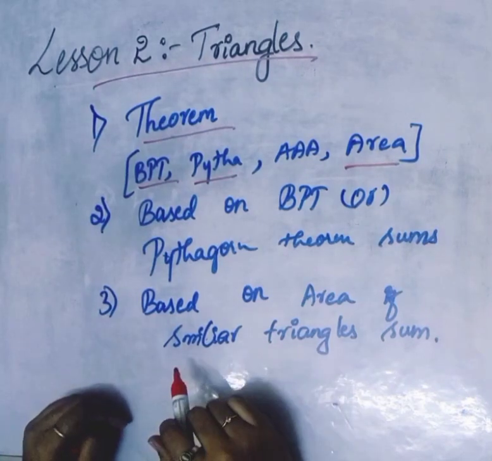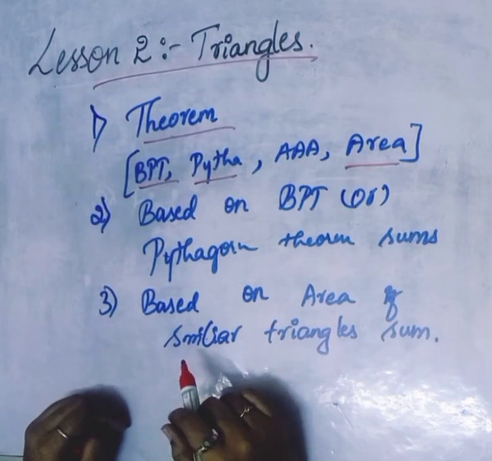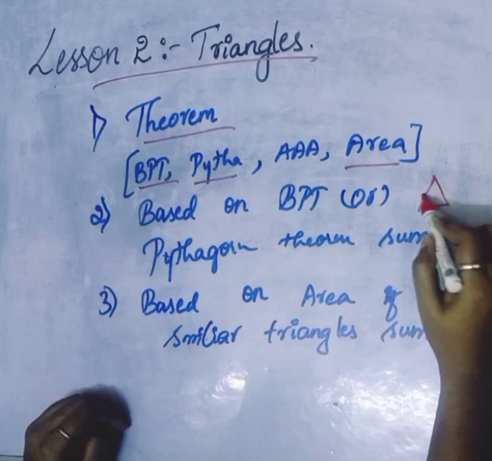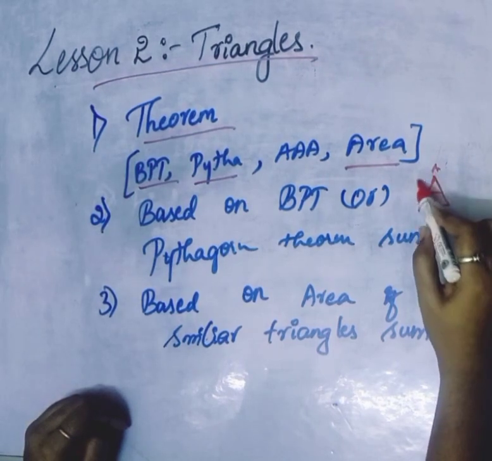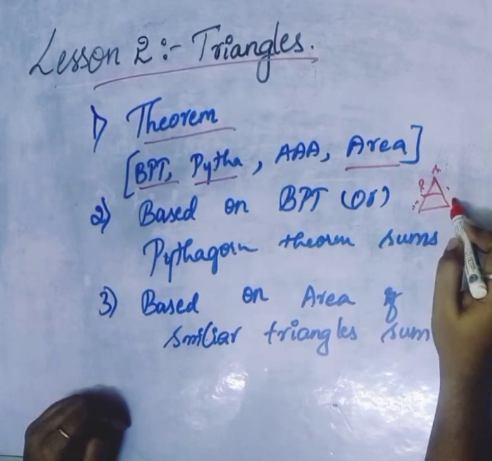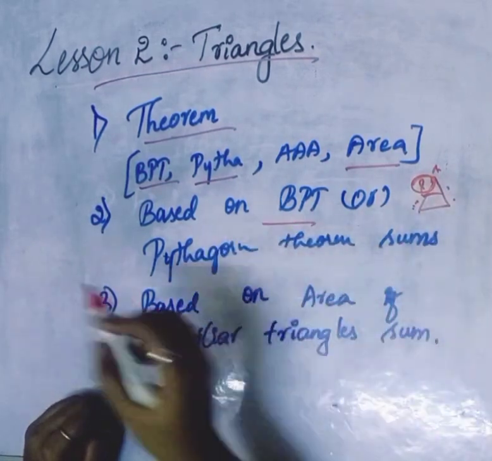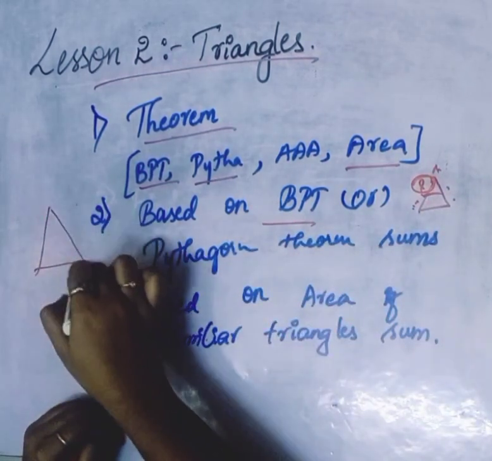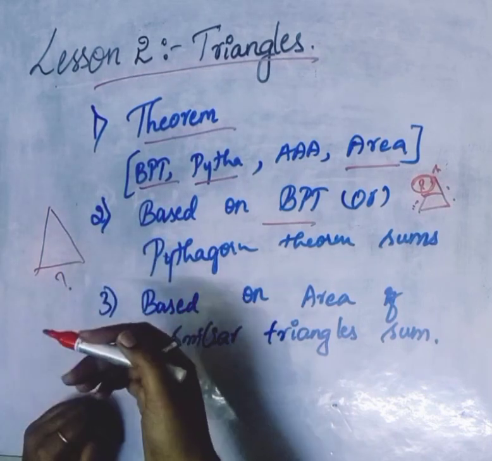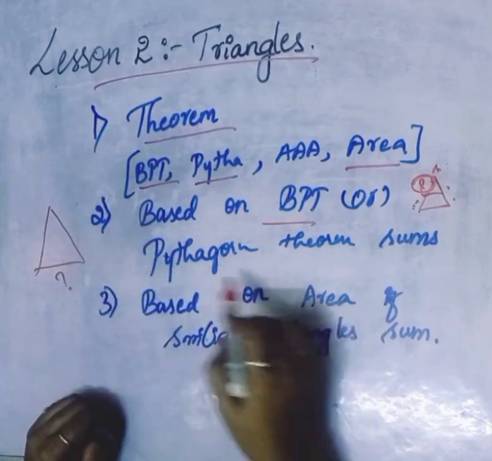Next, we may get sums based on BPT or Pythagoras. For example, they will give a diagram and mention the values of many sides, and you need to find any one side using the BPT theorem. Otherwise, they will give the height of a pole and its shadow, and you need to find the answer. They may give questions like that also.